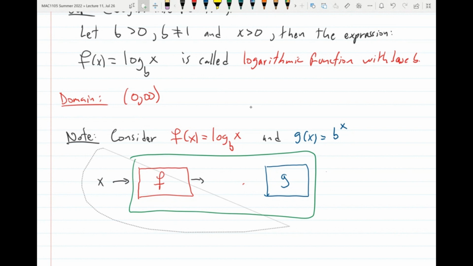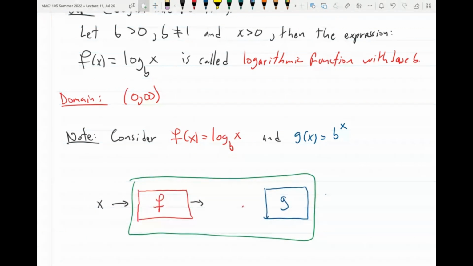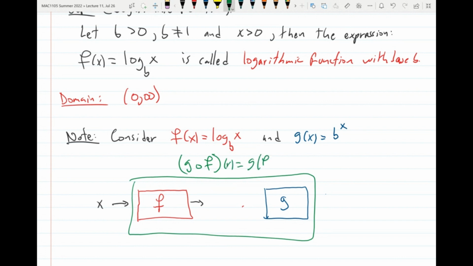Let me bring this down a little bit. So this right here represents the composition g composed with f, okay? That's g of f of x. Okay, let's do it. If x comes in, then f is the first one that acts on it, and then because f is the logarithmic function, what you get here is log base b of x, right?